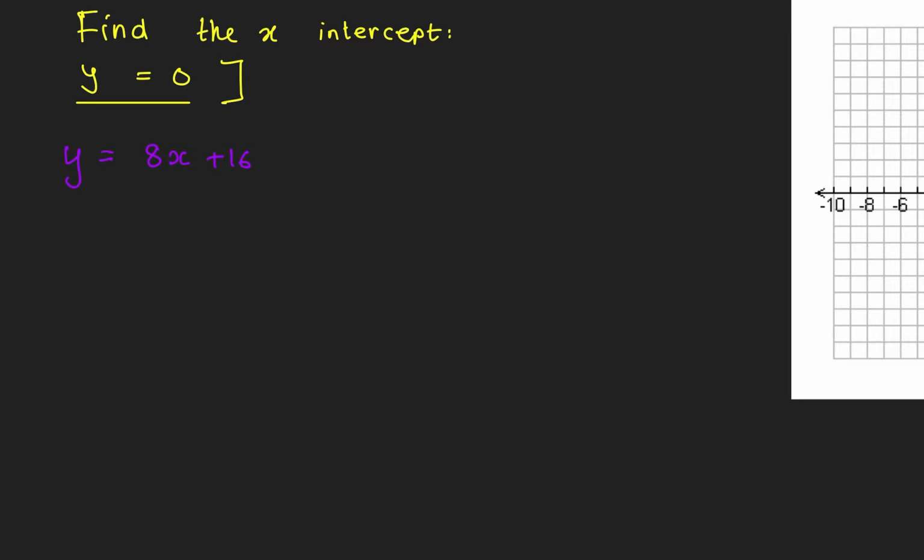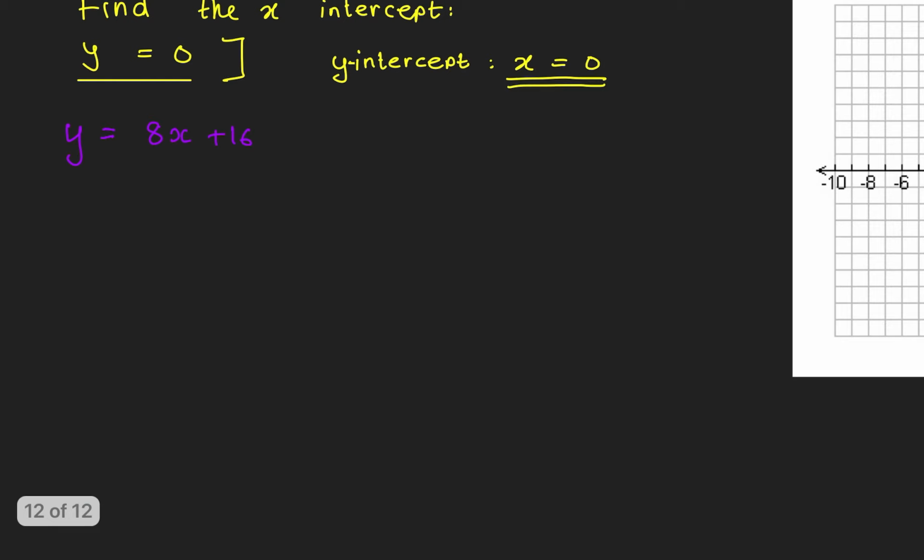So if we are finding the y-intercept, then x would equal to 0. So two alternative cases here. So let's firstly find the x-intercept.